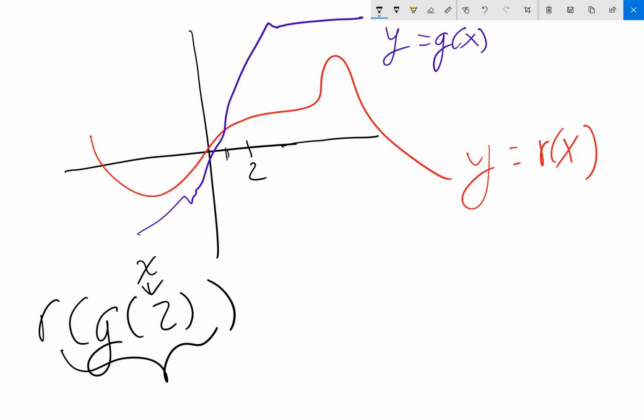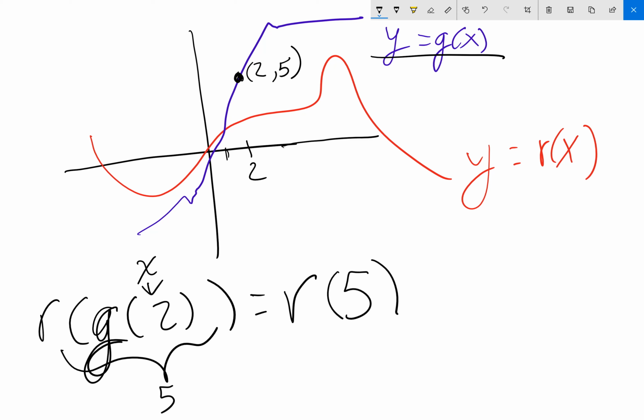So let's take a look. g of 2 is approximately 5, because when x is 2, y is 5, and y is g of x. So that means we can replace this with 5, right? So now instead of looking for our g of 2, we can be a little more specific and say r of 5. So then same idea, 2, 3, 4, 5. I know that's really off, but here is the point 5, and that's 2. Okay, and that'll be 2.